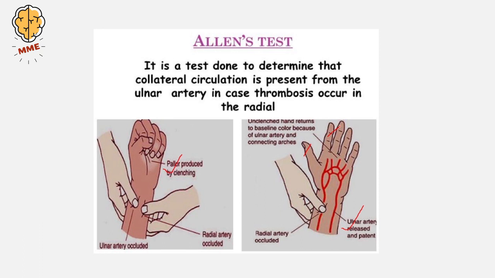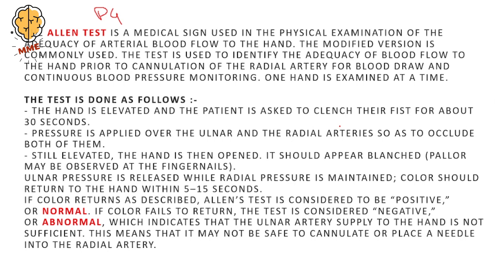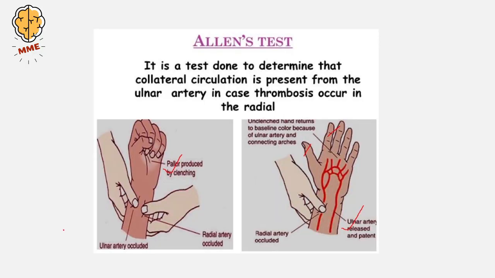Okay, if there is radial artery thrombosis, it might not cause ischemia. But if this color has not returned, we will take it as an abnormal case and we will avoid doing cannulation on the radial artery. Okay, so it is basically a test to determine the collateral circulation which is present from the ulnar artery in case of thrombosis that occurs in the radial artery.